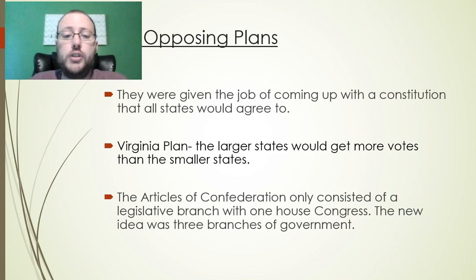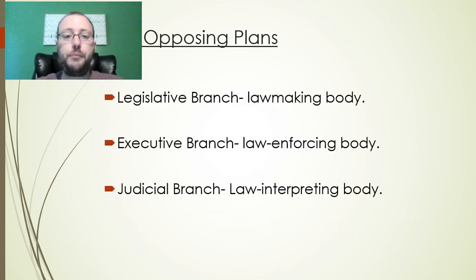The Articles of Confederation only consisted of a legislative branch with 1 house. The new idea was 3 branches. So one idea behind the Virginia plan was there would be 3 branches of government that would be equal to each other. It would be separation of powers. They would have their own lanes. They'd stay in those lanes and they would work together. These are the legislative branch, which is the law-making body, the executive branch, the law-enforcing body, and the judicial branch, which is the law-interpreting body. Now, like I said, there are going to be entire chapters on this a little bit later on, so don't worry, we'll cover this in detail.